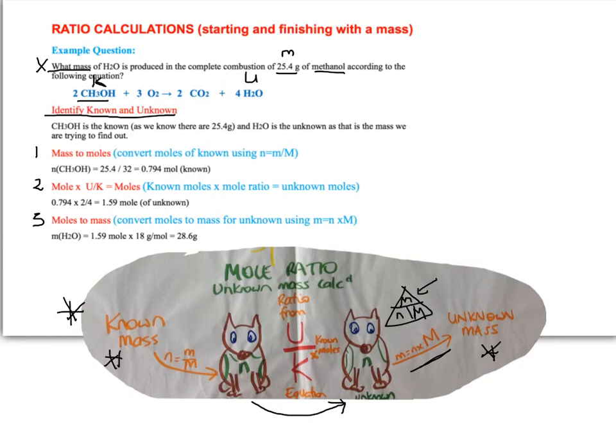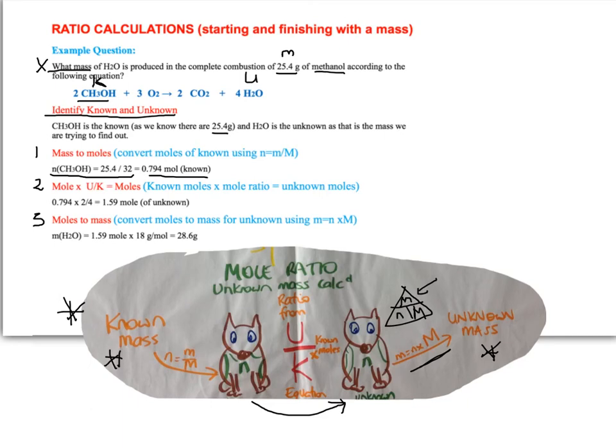Okay, so in this case, now we want to do step 1, mass to moles. So instead of 25.4 grams, we want to know the number of moles. So we use this formula and we divide it by its molar mass of 32, and we get a known number of moles, 0.794.